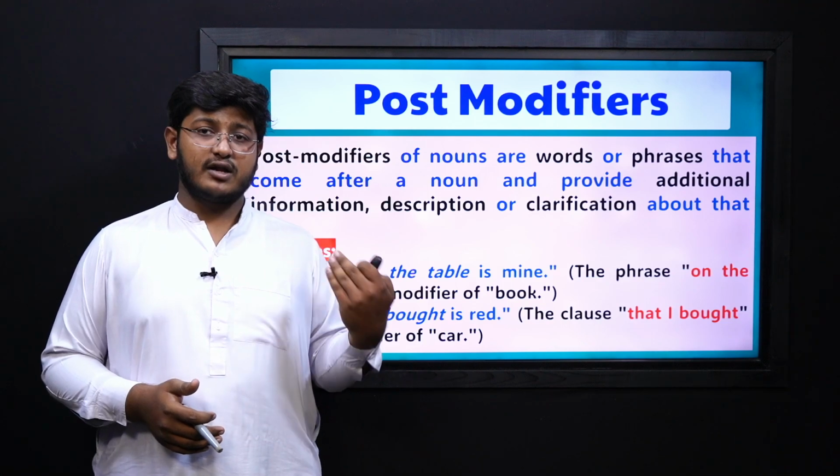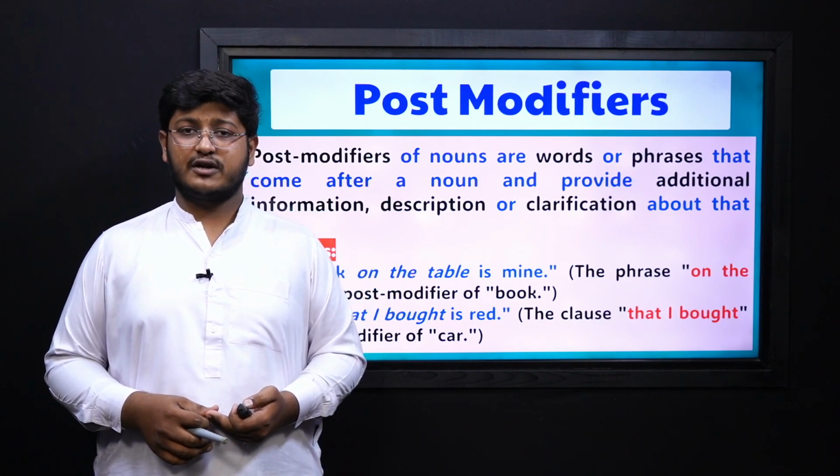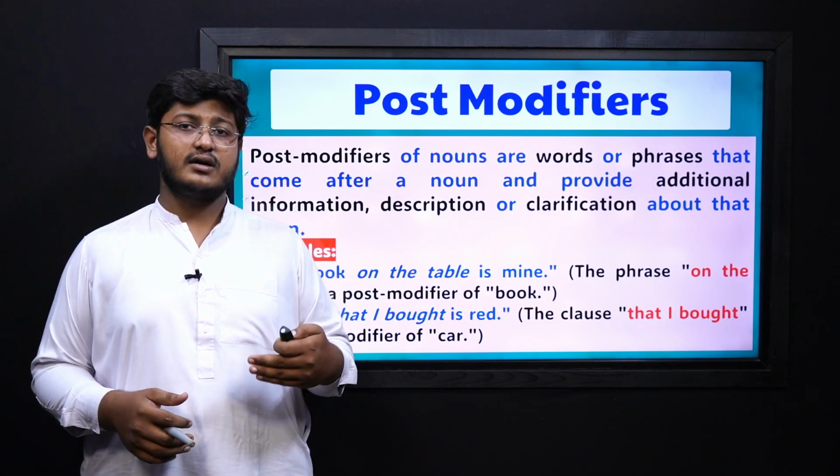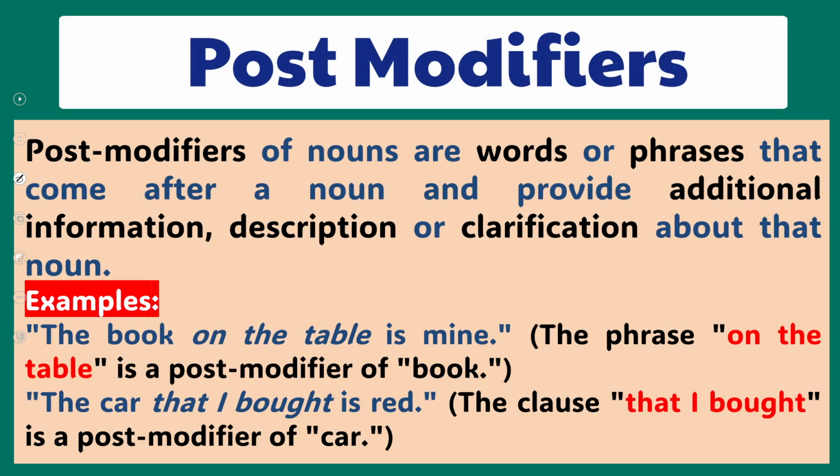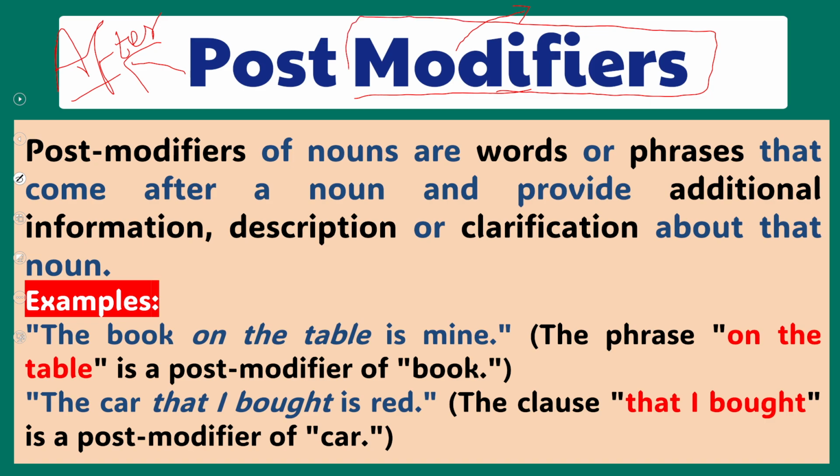So let's have a look at the definition and examples of post modifiers to understand this concept in a more descriptive manner. So what are post modifiers? As I have mentioned, post means after, and modifier comes from the word modify. What is the meaning of modify? To modify is to make something better, to elaborate something, or to make something more clear. So a modifier is something which makes something more clear, more precise, more comprehensive than before.